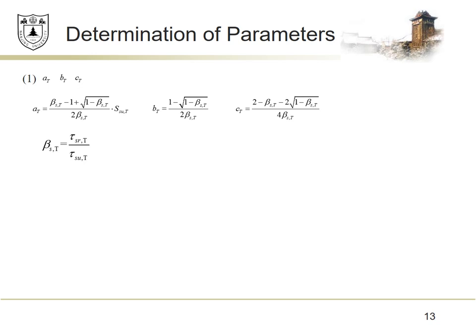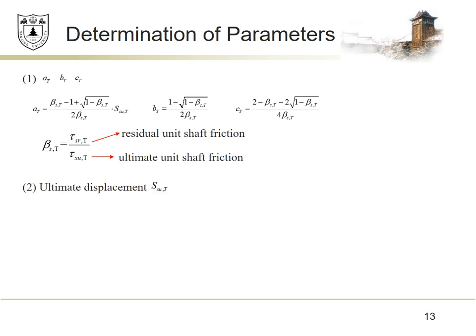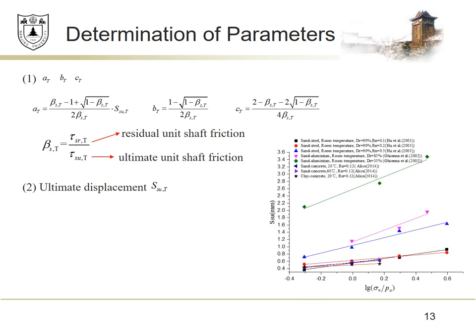Now I introduce the parameters. A, B, C are fitting parameters that can be expressed as follows. Beta_st represents the ratio between the residual shaft friction and the ultimate shaft friction. For ultimate displacement, which is the displacement at the ultimate shear strength, generally there is a linear relationship between ultimate displacement and the log ratio of the normal stress of the interface and atmospheric pressure.